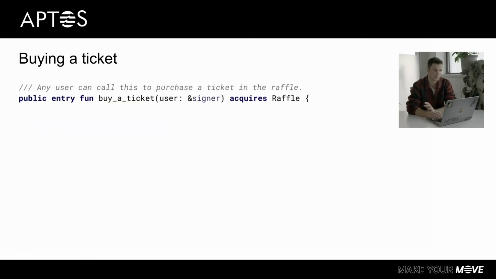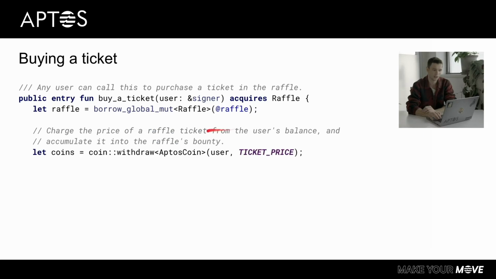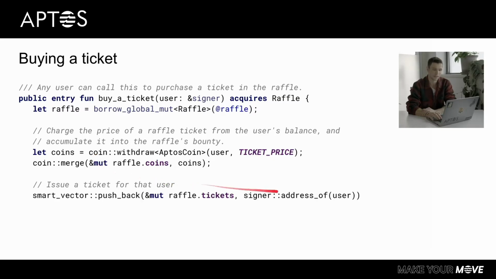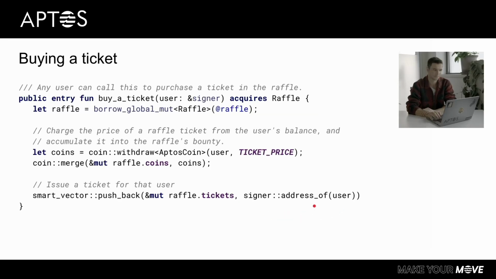To buy a ticket, there is a public entry function called buyTicket, which takes a signer. We access this Raffle resource, and then we charge the price for the ticket, and then we move whatever was charged into the Raffle jackpot. And then we are ready to issue a ticket for a user. In the ticket vector inside the Raffle resource, we push the user's address, and then we're done. The ticket has been bought.